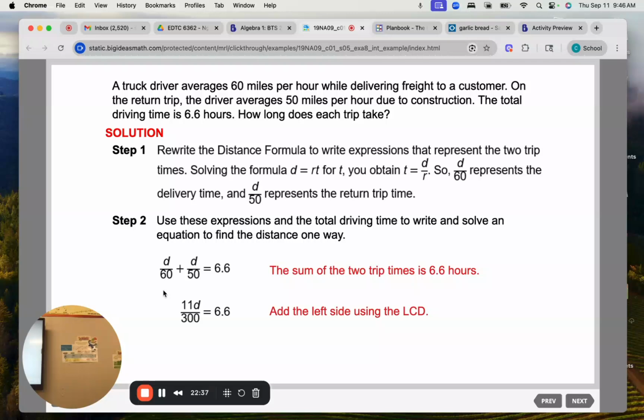How do you move the 300? Times. So times 300. So what's 6.6 times 300? 11d is 1,980. Okay, and then the last step. You simplify. How do I move that? By dividing by 11. So then d equals 180, and d stood for distance. So what label? Miles.